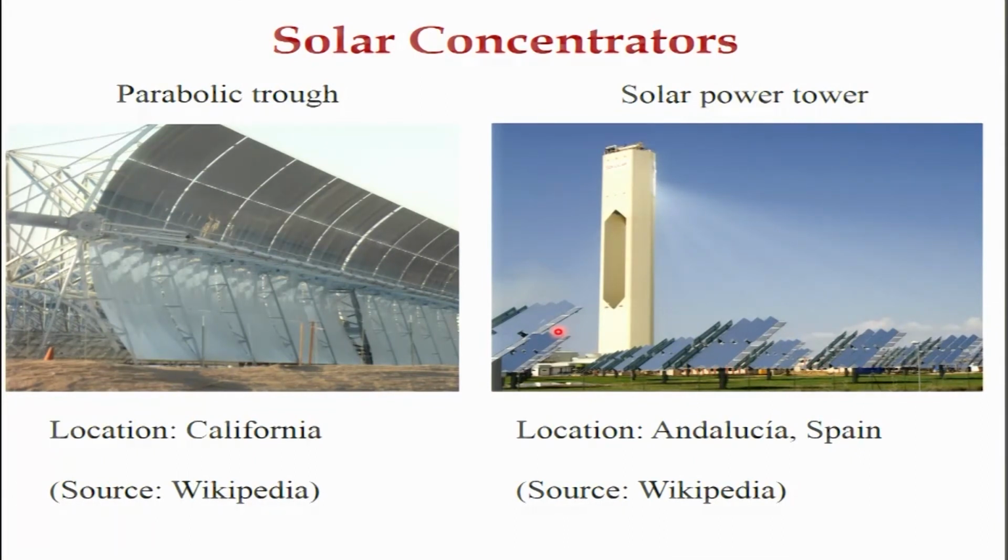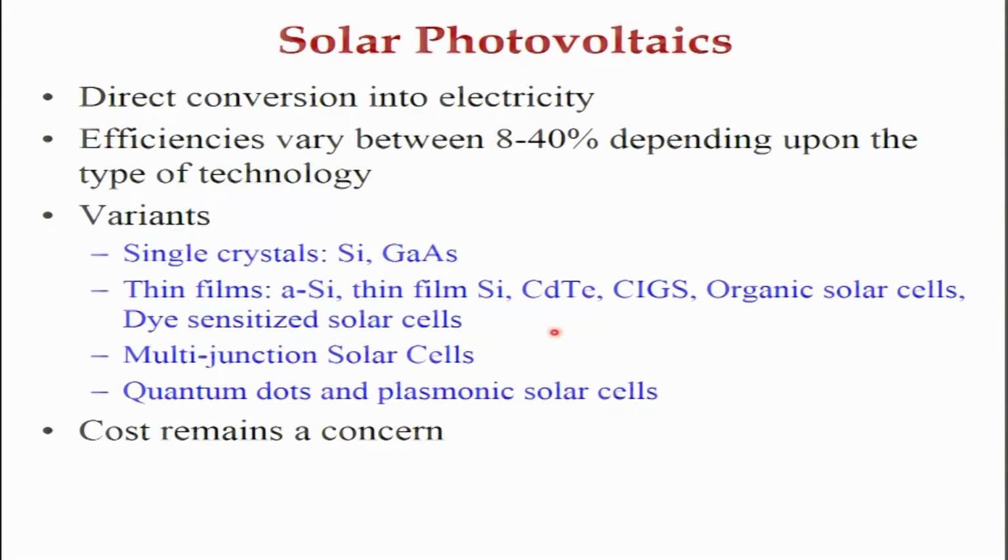So this is solar thermal typically, and then we can have solar photovoltaics which directly convert solar energy into electricity. The efficiencies vary at the cell level depending upon the type of technology between 8 and 40%, in fact up to 40%, that would be the correct number.